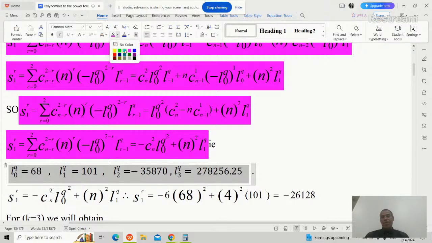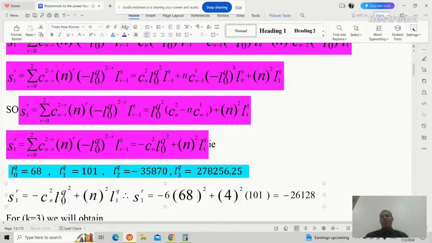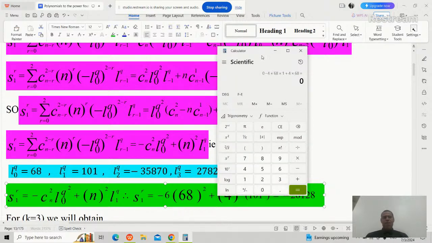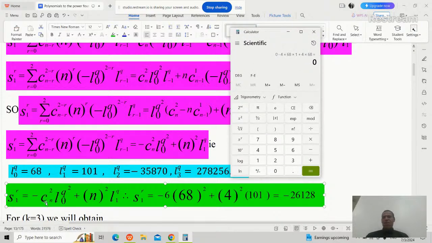It's very important, this one. So this is the value of S1 that I'm going to work out. Okay, let's do it together. We were told that negative combination n choose 2 means negative combination 4 choose 2, which is negative 6 times the value of L0 of q raised to the power 2.